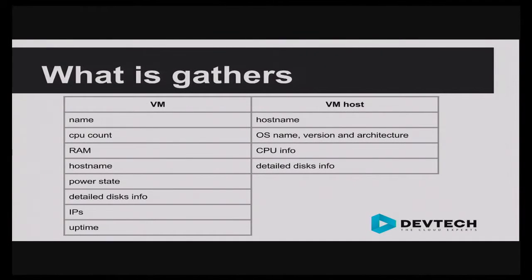And the third feature is that this agent also gathers virtualization host info, meaning which operating system. So those are the information that my service gathers. On the VM side, it gathers name, CPU count, RAM, host name, and everything that you can see on the slide. And for the VM host, it collects a smaller amount of data because that amount is enough for the moment, including detailed disks info, so every partition with free and occupied space.